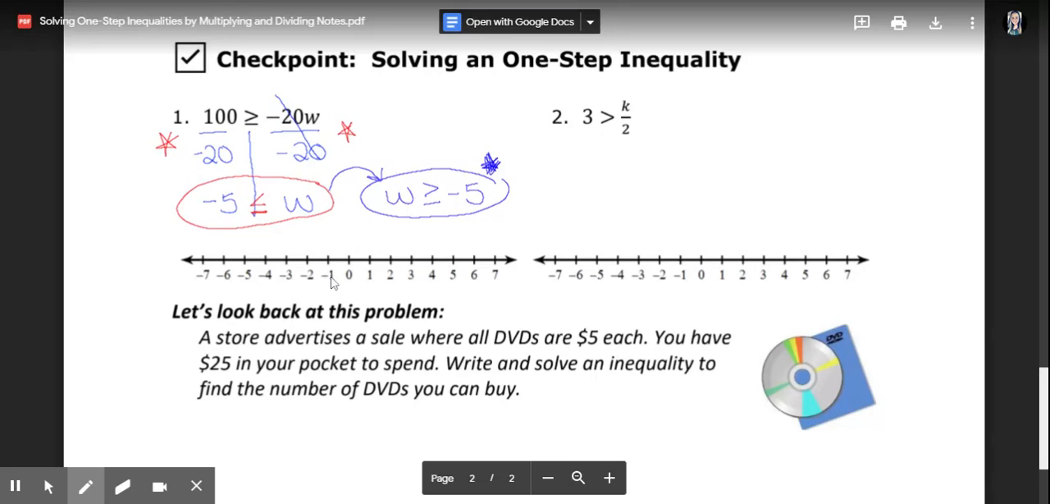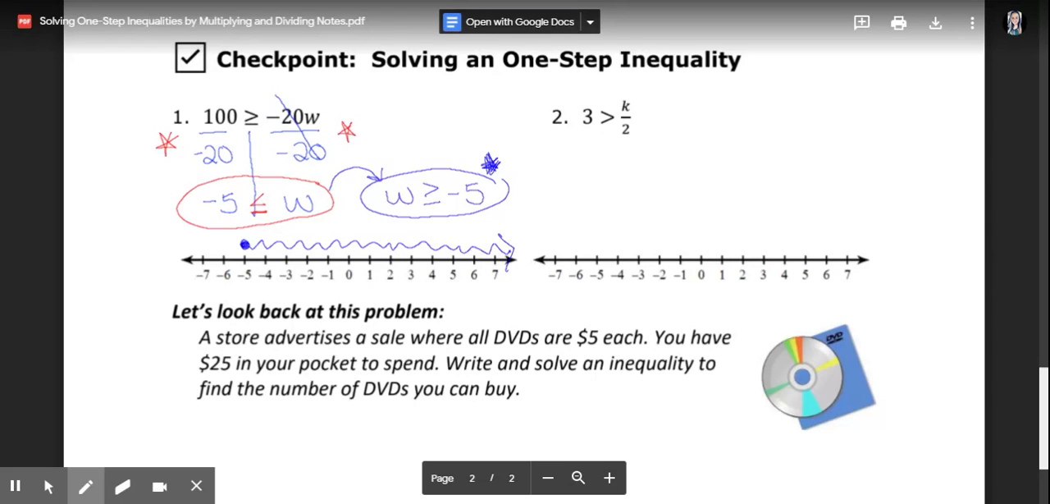Should I use an open or closed circle? Closed. The solution says that -5 is included, so I'm going to put a closed circle at -5. Based off this answer, what direction should I shade? I should shade to the right. I'm looking for all the numbers that are greater than -5. Greater than always goes to the right.